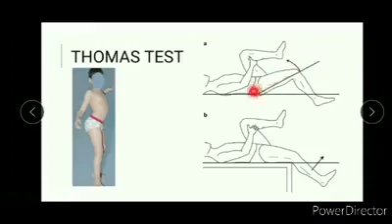The angle must be measured through a goniometer. One arm, that is the movable arm, will be parallel to the shaft of femur, and the fixed arm will be parallel to the examination couch. The fulcrum will be somewhere around the greater trochanter. This is the angle of hip flexion deformity, a positive Thomas test.